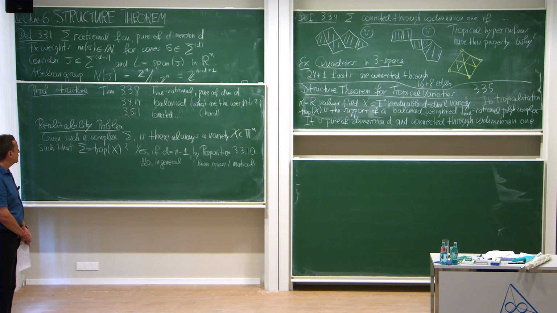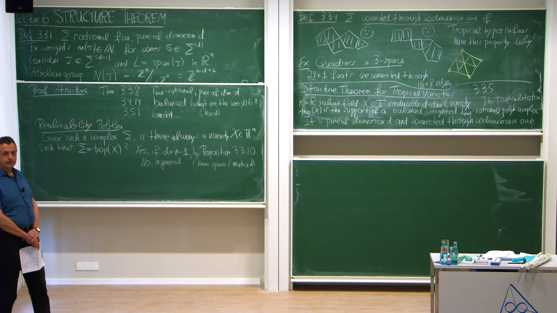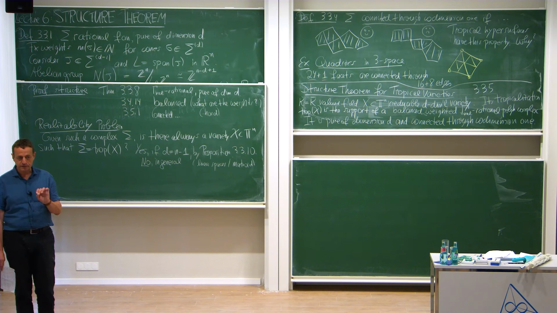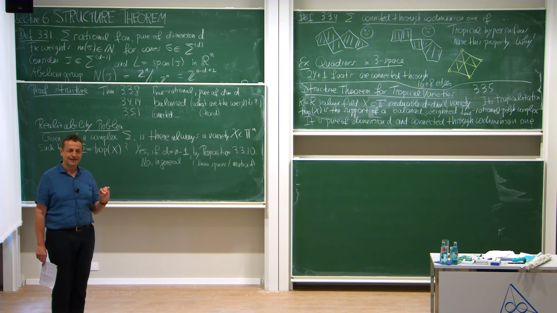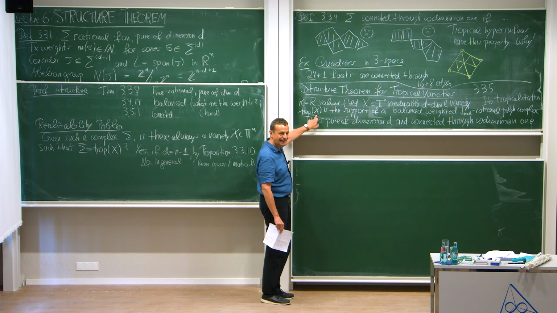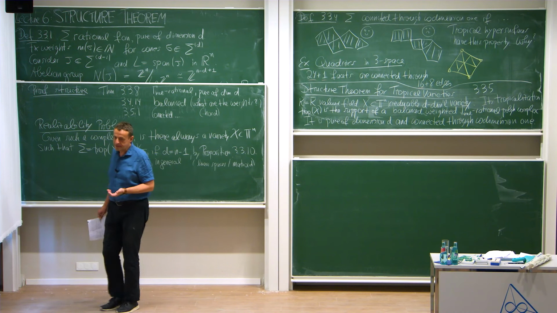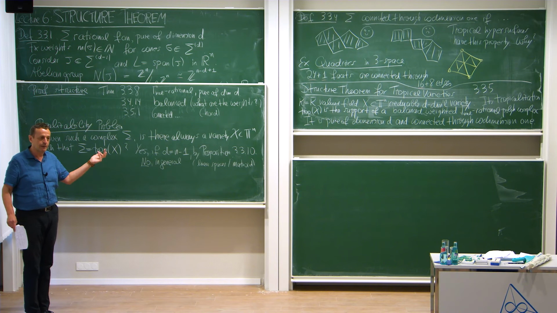That is why we will distinguish between tropical linear spaces and tropicalized linear spaces. A tropicalized linear space is trop X, where X is a classical linear space. A tropical linear space is a sigma that looks like it. It satisfies all the conclusions, but may not actually come from a linear space X. Okay? So that's the realizability problem.